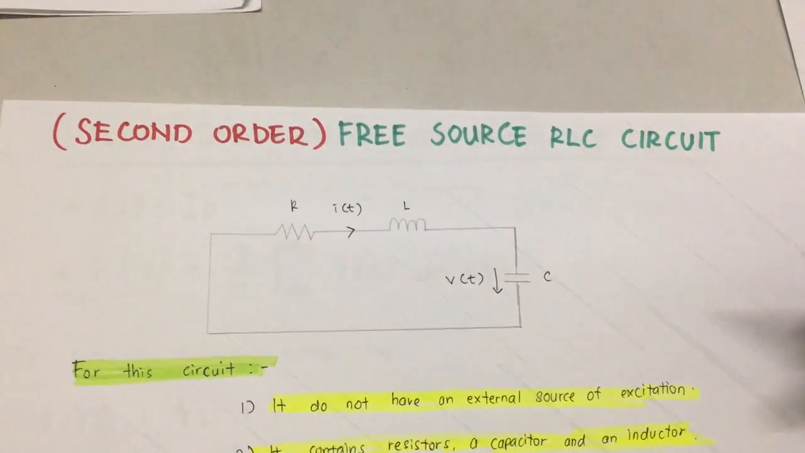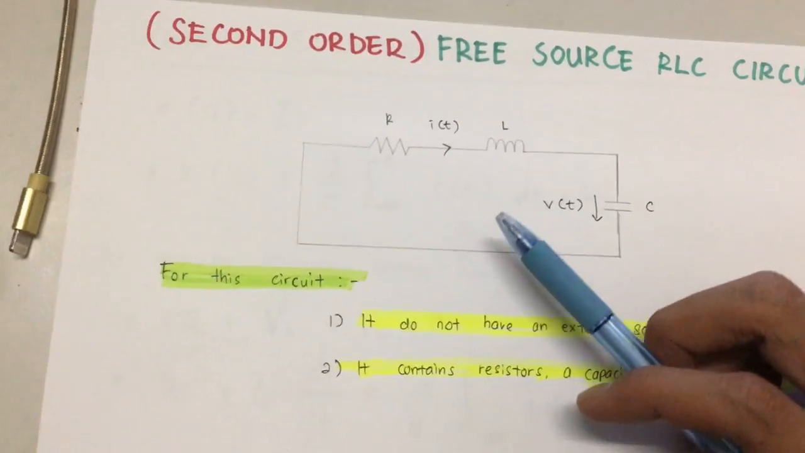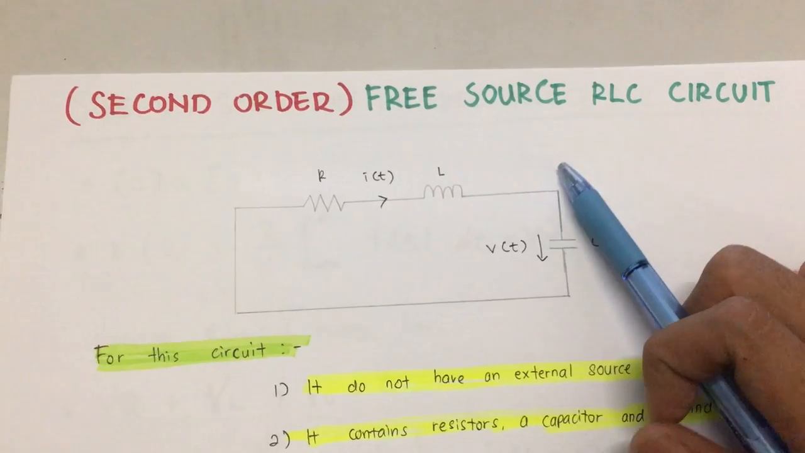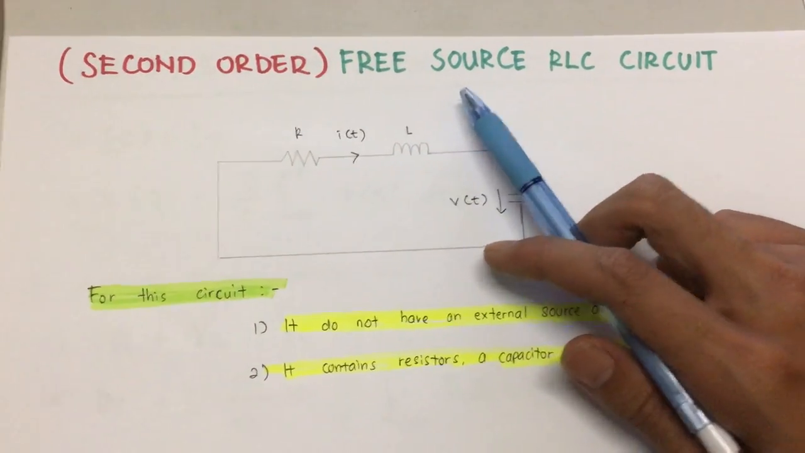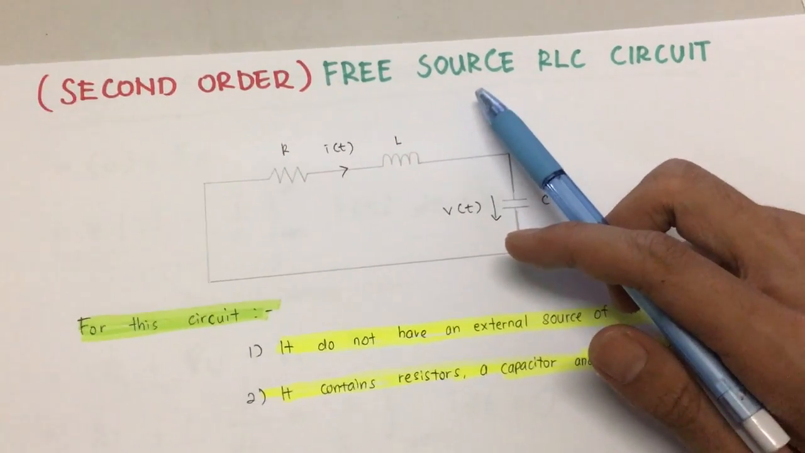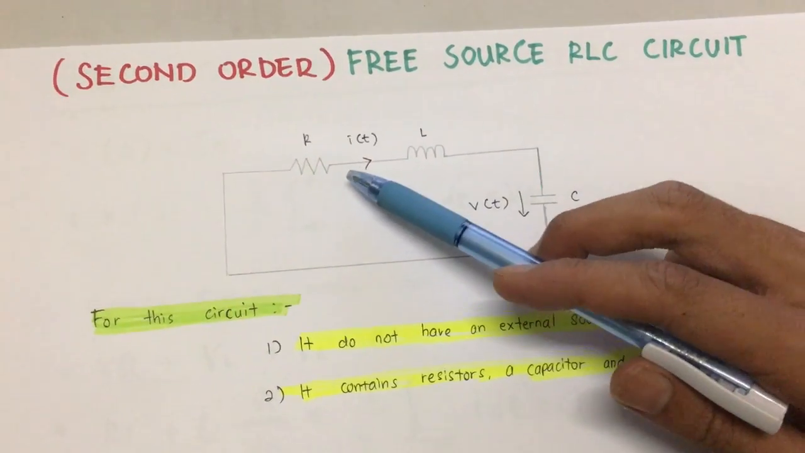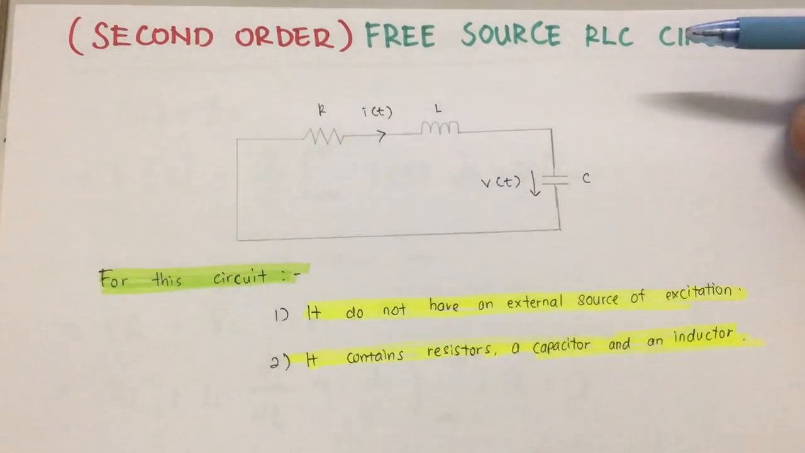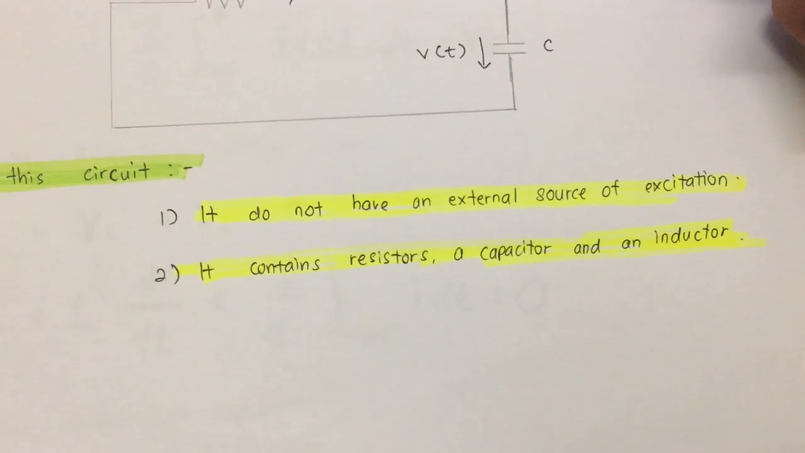So the next circuit is second order, which is free source RLC circuit. So what is the meaning of free source RLC circuit? The meaning of the circuit is the circuit is excited by the energy initially stored in the capacitor and inductor. It is also called a natural response of the circuit. As you can see in the circuit, there are 3 components only, which is resistor, inductor and capacitor. For this circuit, it does not have an external source of excitation. So let's proceed to the next video.